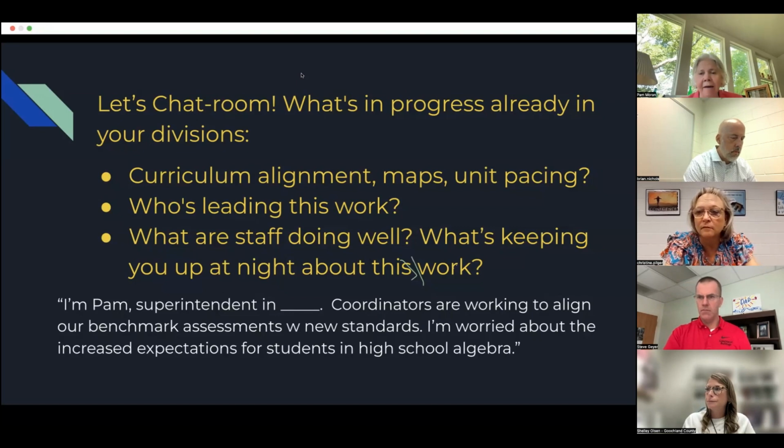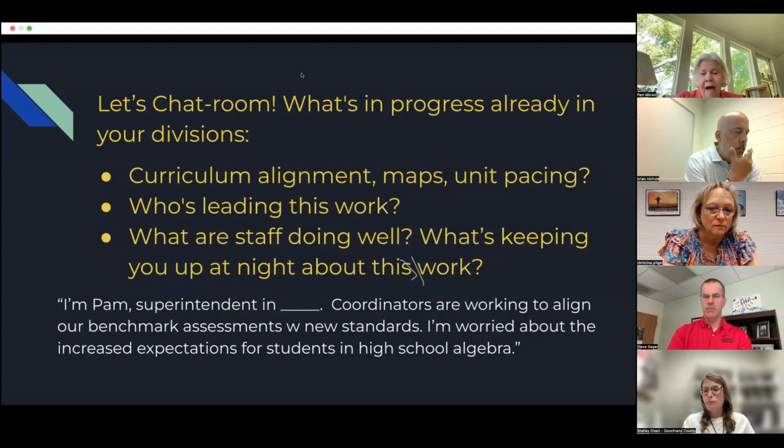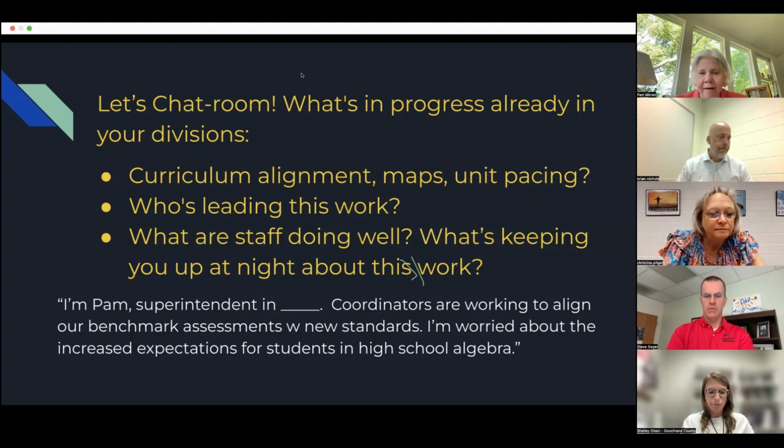If you don't mind, in the write-up that you're doing, if you don't mind introducing yourself also, just: hi, I'm a superintendent where, or I'm a central office leader where, or a principal. That would be great.